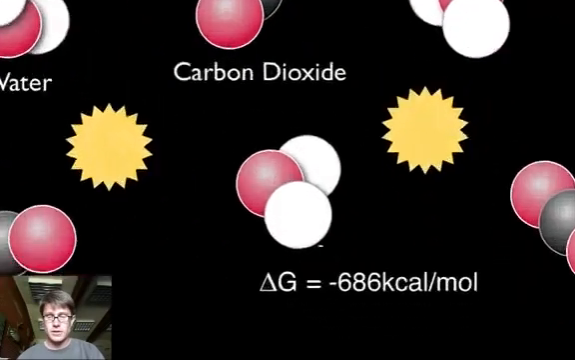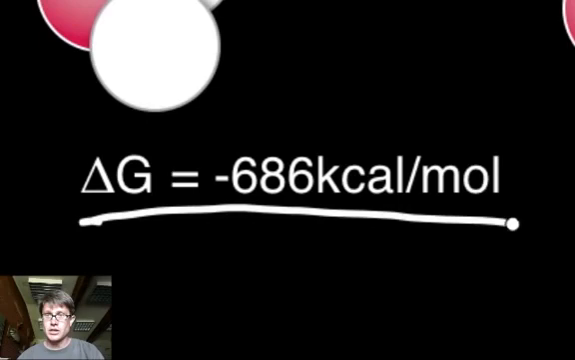And so you can look at the value right down here. The delta G of cellular respiration is negative 686 kilocalories per mole. That means if you had about 1/3 of a pound of glucose or sugar, you were to break that down in your body, you would release about 686 calories, big C, of energy.